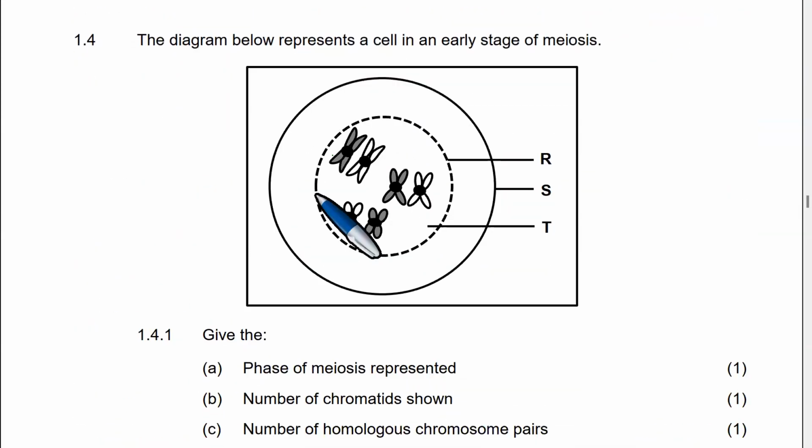The diagram below represents a cell in early stage of meiosis. Right, so you have a cell in the early stage of meiosis. Right, give the following.